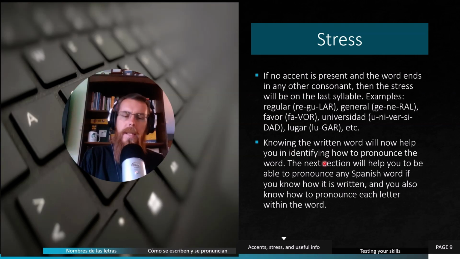All right? And then if it has an accent, you're going to stress whatever vowel, whatever syllable is accented. So knowing the written form can help you to identify the pronunciation of the word. If you know how it's written, you know if it has an accent, you know if it ends in anything other than N, S, or a vowel, then you're going to know how to pronounce it. These are the rules that you need to get down in order to be able to pronounce anything according to the way that it's pronounced in Spanish. This is going to help you immensely.